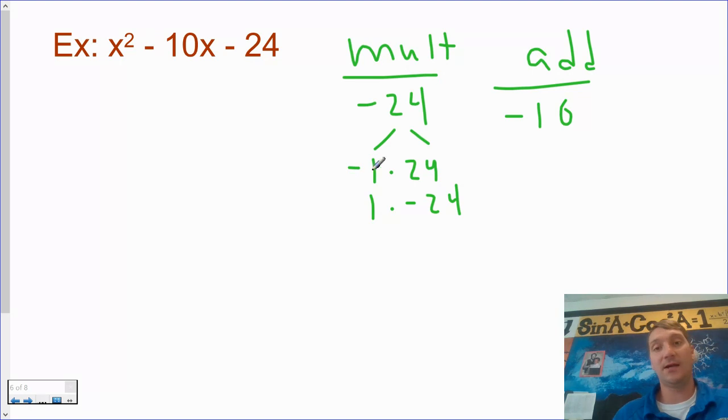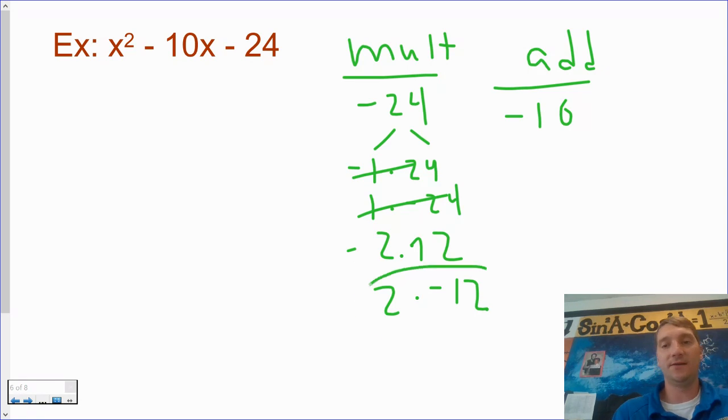Some people like to stop here and say, okay, well, if I add -1 and 24, that's a positive 23. That's not what I want. 1 plus a -24 is -23. That's not what I want either. So a -2, 12 to -12. So if I add these guys, -2 plus a 12, that gives me a 10. I want a -10. 2 plus a -12, that does give me a -10. So those are my two numbers.